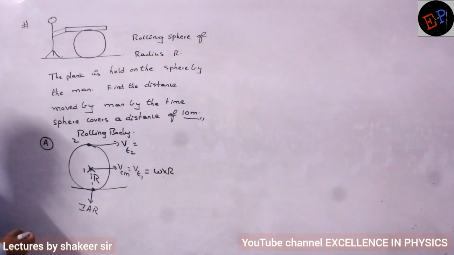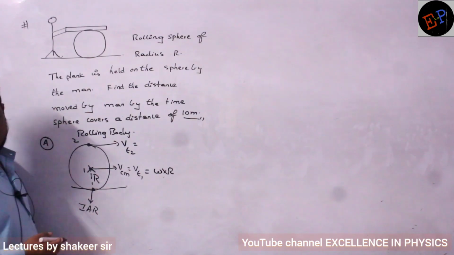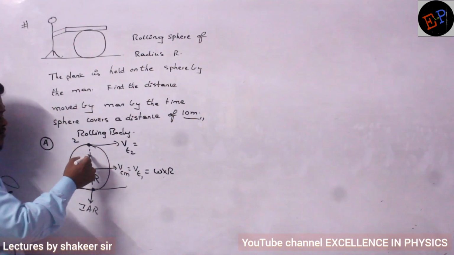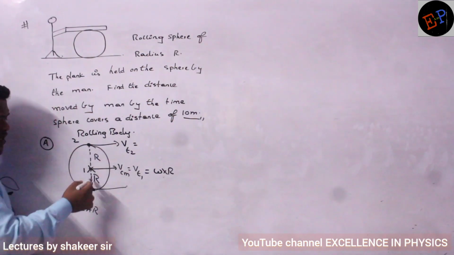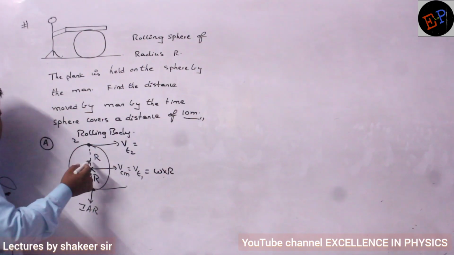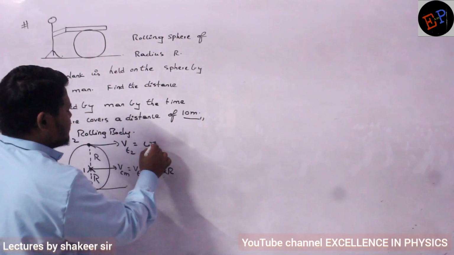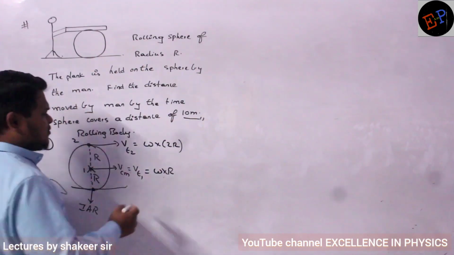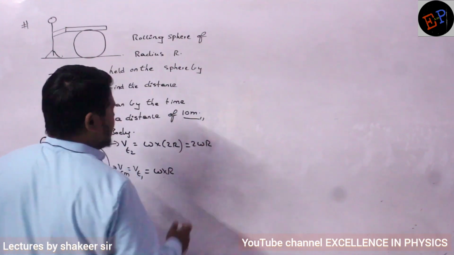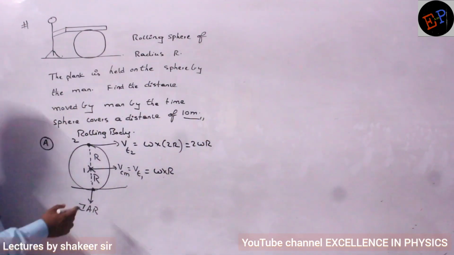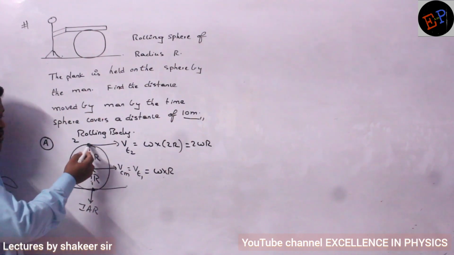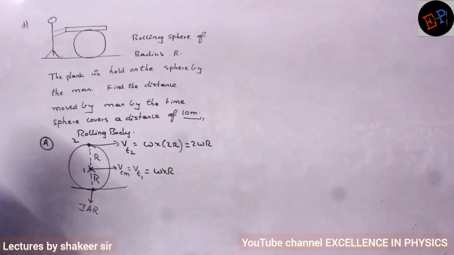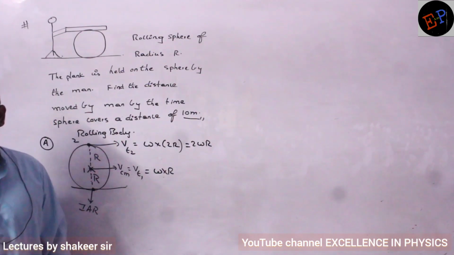So what is the tangential speed of this point? Omega into r. But what is the r value? The r value is r plus r. So from the axis, what is the total distance? R plus r, 2r. Therefore the tangential velocity is omega into 2r. This is what we studied in the last class. So it is 2 omega r. It means that when compared to the central point, this topmost point has double the speed of the velocity of center of mass. Are you able to understand?